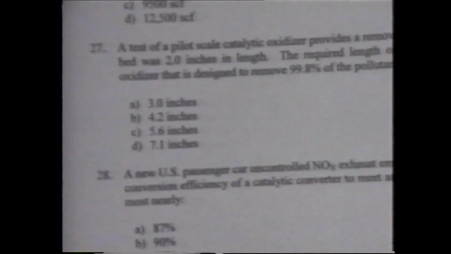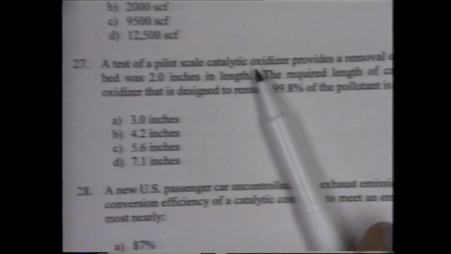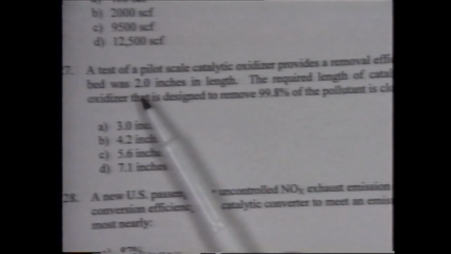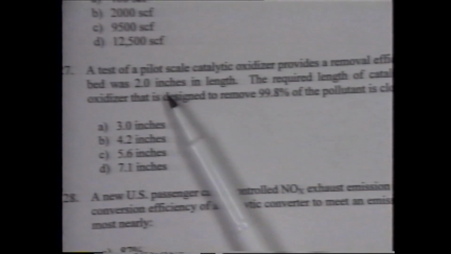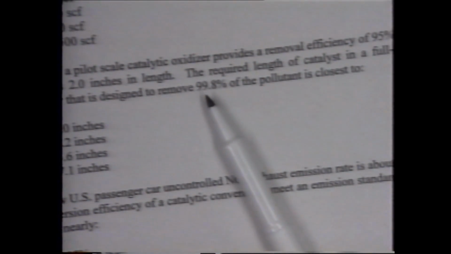Okay, the next problem deals with a pilot scale catalytic oxidizer. This might be a pilot system for an industrial oxidizer, it might be something for a car catalytic converter. But in any case, we've got a catalytic oxidizer providing a removal efficiency of 95%. The catalyst bed that was tested in this pilot scale was 2 inches in length. So we want to know the required length of catalyst in a full-scale system that is designed to remove 99.8%.